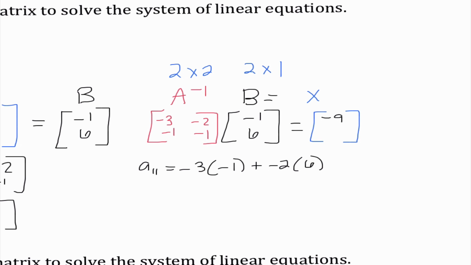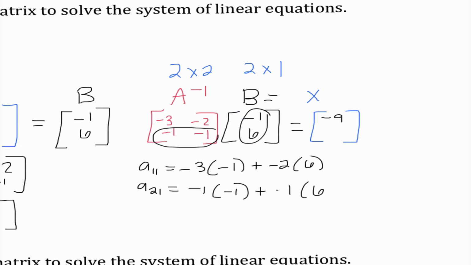Okay, next thing I want to find is A sub 2, 1. So this means that I am doing row 2 times column 1. So I have -1 times -1 plus -1 times 6. So this time I get 1 minus 6, or -5. So that tells me that my solution is -9, -5.